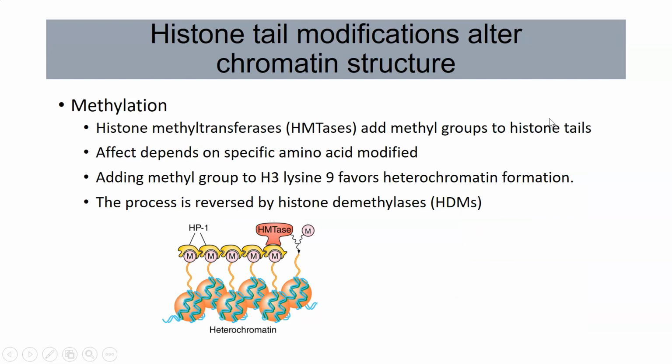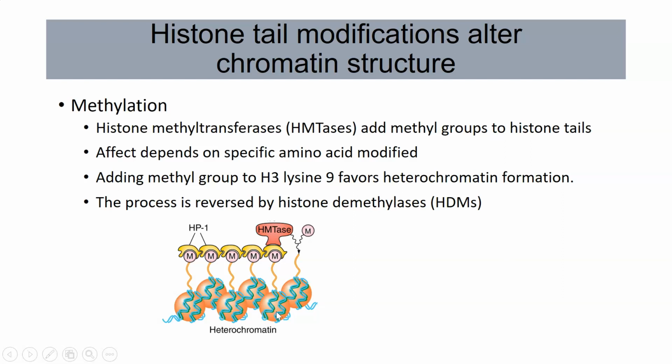For methylation, there's another set of enzymes that are involved. These are called the histone methyltransferases, HMTases. And they can add methyl groups to amino acids on histone tails. This can either favor euchromatin or heterochromatin formation, and that depends on which amino acid is methylated. Okay? If you add a methyl group to histone H3, lysine number 9, so that's the 9th amino acid from the end, that favors heterochromatin formation, tight packing of nucleosomes.